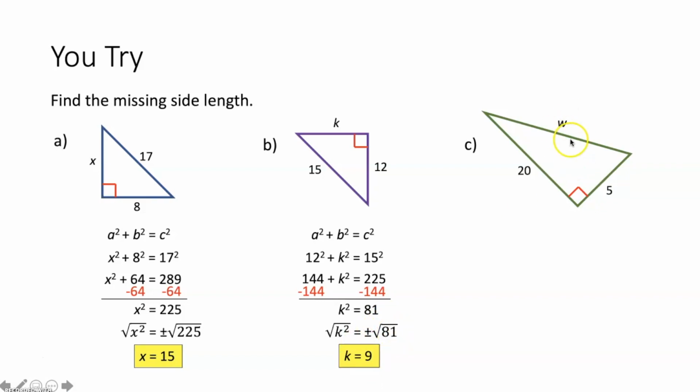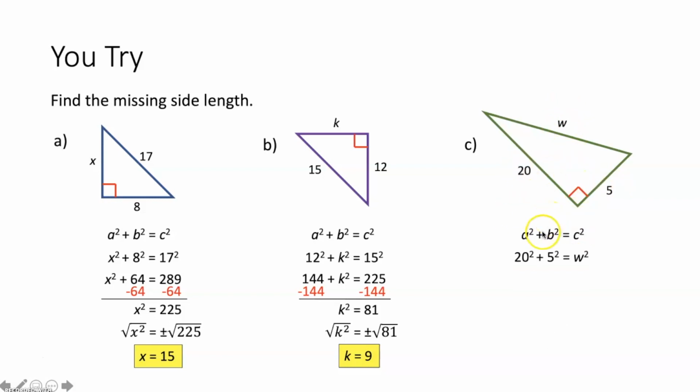Lastly, doing the same thing, find the missing side length of the right triangle. So we need to use the Pythagorean theorem. A squared plus b squared is equal to c squared. The a and the b are going to be the lengths of your two legs. Doesn't matter which one goes in for which. The c value has to be your hypotenuse, the side opposite the 90-degree angle. So I'm going to plug in w for c, and I'm going to plug in 20 and 5 for a and b respectively.